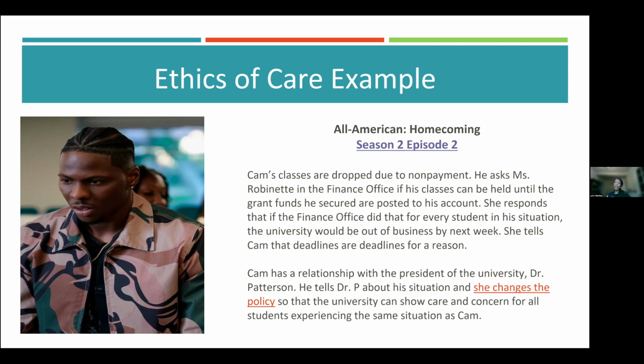But Cam had to advocate for himself. He had a relationship with the president of the university, Dr. P, and he tells her what happened. And she then changes the policy for all students who are in that kind of situation so that the university can show care and compassion and consideration and accommodate them based on a situation that is not their fault.